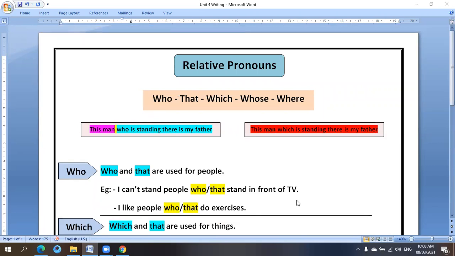Yes, Abdul Aziz. When do we use who? This is a question for you, Abdul Aziz. When do we use who?